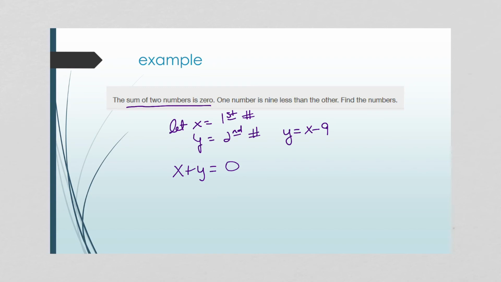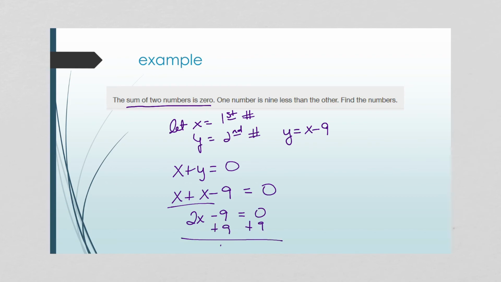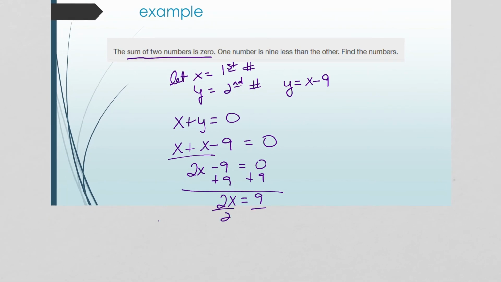Now, remember, look, I created this right here. So that means I can take this information and substitute it in for y right there. So I'm rewriting this equation. Now instead of y, I'm going to put x minus 9. Combine my like terms. Add 9. Divide by 2. And I can leave it either as 9 halves or 4 1/2.